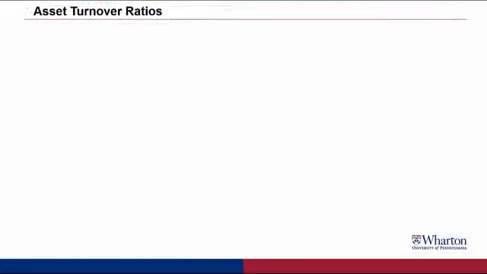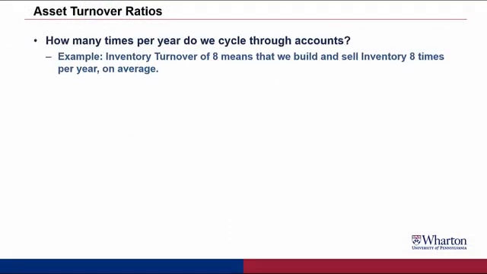Next, we're going to look at the sub-ratios under the asset turnover ratio. And these are going to tell us how many times per year we cycle through a given account. For example, when we look at inventory turnover, if the value is 8, it means that we build and then sell the inventory 8 times during the year on average.